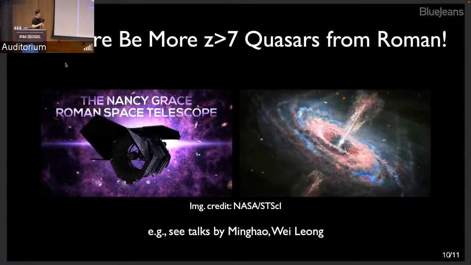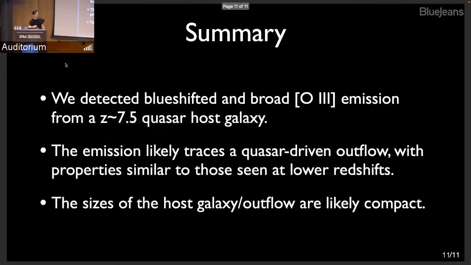So finally, I just want to emphasize that in order to better understand these quasar host galaxies in this cosmic dawn or reionization era, we will need a larger, more diverse sample of quasars at this high redshift. And that's where Roman can help a lot. As we have already heard in a previous talk, Roman will definitely help us find more quasars in the early universe that can help us further this study. And that's my talk. I will stop here and am happy to take any questions you have. Thanks.